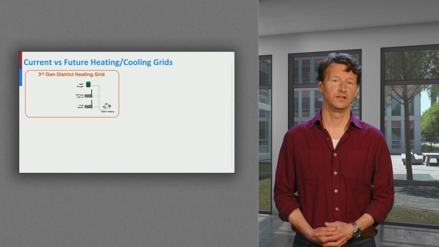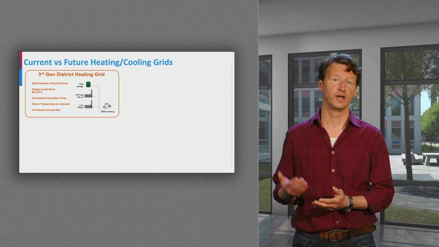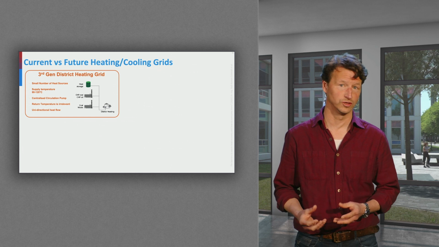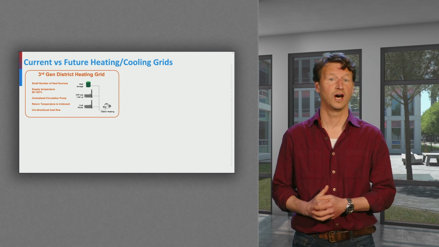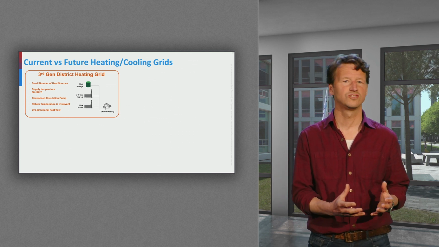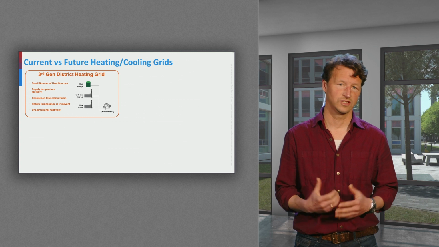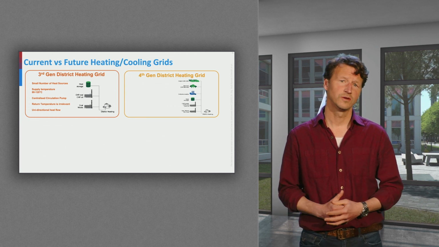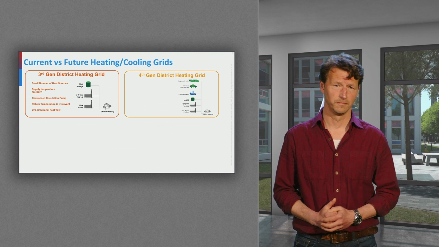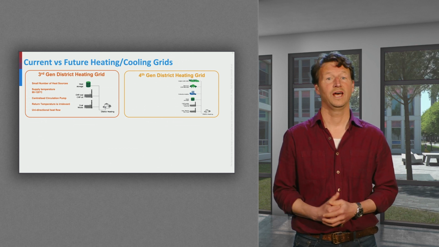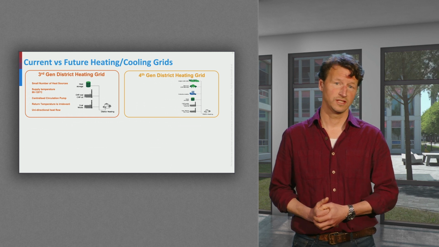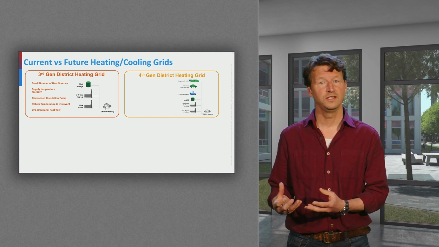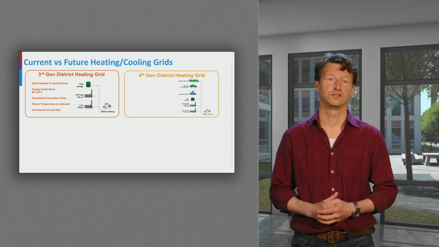In the third generation heating grids, the supply temperatures are still high, in the range of 80 to 120 degrees Celsius. They require centralized circulation pumps for heat distribution. Further, since the supply and return temperatures are high, the exact value of the return temperature is less relevant, as heat sources such as gas-fired boilers can produce any temperature that is required. In a fourth generation grid, there are more medium temperature sources available. Hence, the return temperature is reduced and becomes more relevant. Also, centralized circulation pumps are still required in fourth generation grids.